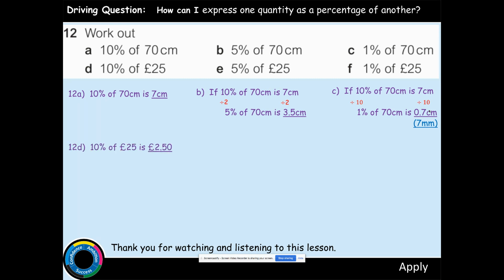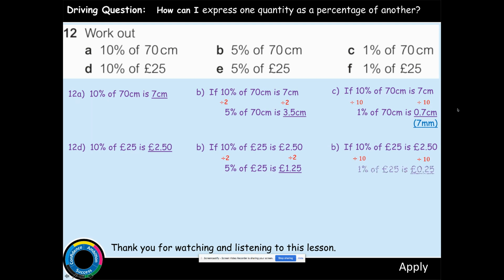D, 10% of 25 is £2.50. The digits have moved over. So if we want to find 5%, we need to divide by 2. So half of £2.50 is £1.25. Now if we want to find 1%, we know our 10% is £2.50. 10 divided by 10 is 1, so that will give us our 1%. So we need to do £2.50 divide by 10. So remember, they will move over. The 2 will go into the tenths column, the 5 will go into the hundredths column, and you'll put a 0 in the ones. So it'd be £0.25, or you could write it as 25 pence.